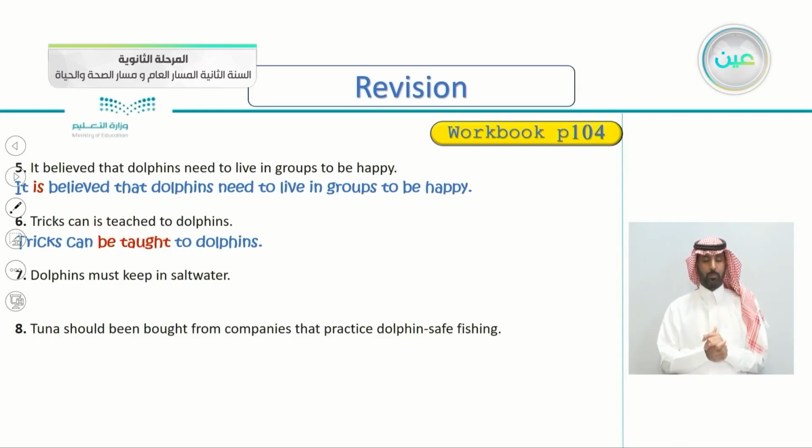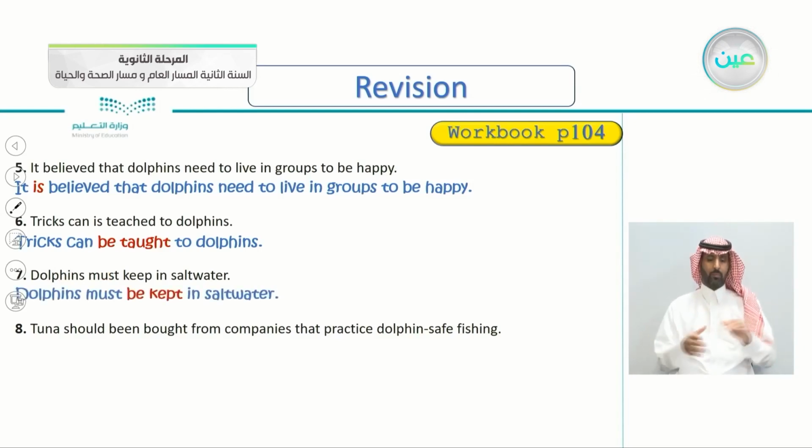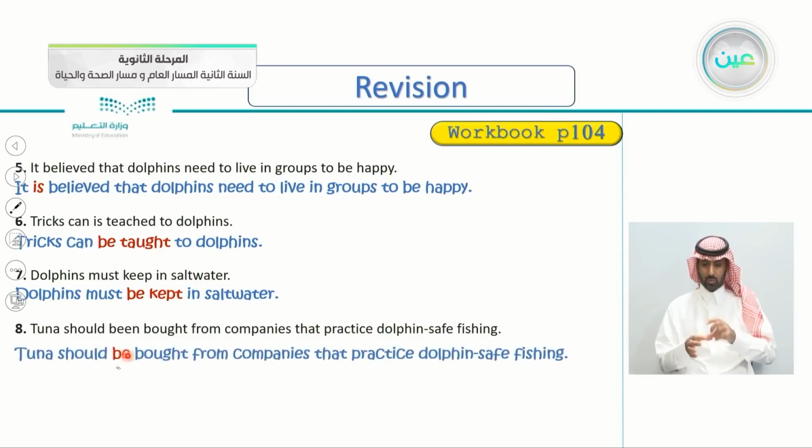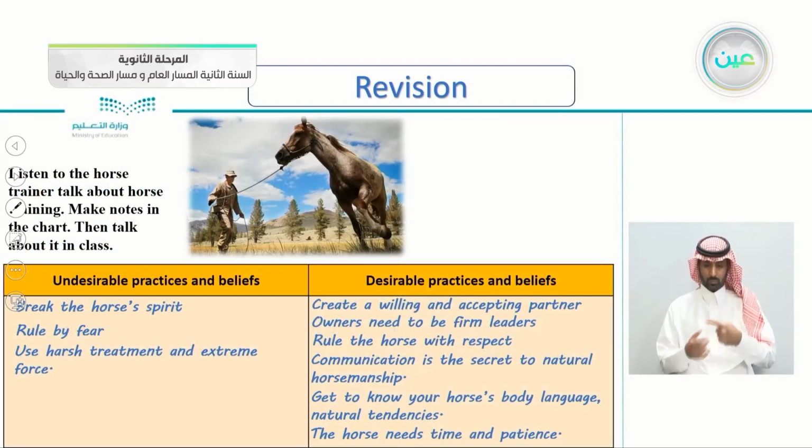Number 7, "Dolphins must keep in salt water." So the correct is: dolphins must be kept, very good, in salt water. Number 8, tuna should be bought from companies that practice dolphin safe fishing. So, very good. Tuna should be bought. Very good. And this is what we have taken previously in our listening.